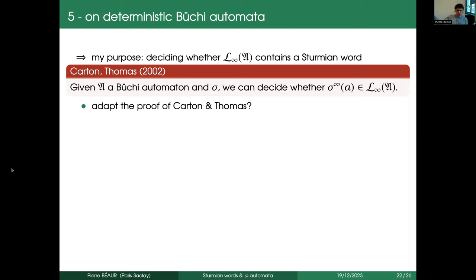So, Büchi automata. My purpose was, given a Büchi automaton, does it accept a Sturmian word? Well, there's a paper from Carton and Thomas from 2002, which decides, given a Büchi automaton and a substitution, if the substitutive word associated is in the language. I just failed earlier with my techniques, but there are other techniques which work. So as a good PhD student, I will just use the techniques which already work.